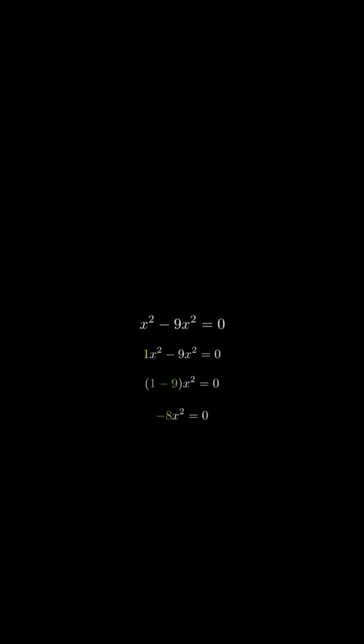So we've successfully combined like terms in our original equation. The simplified form, negative 8x squared equals 0, is much cleaner. In algebra, this kind of simplification is an important first step before solving for the variable. To find the value of x, we would divide both sides by negative 8, giving us x equals 0 as our only solution, since any number multiplied by 0 gives 0.